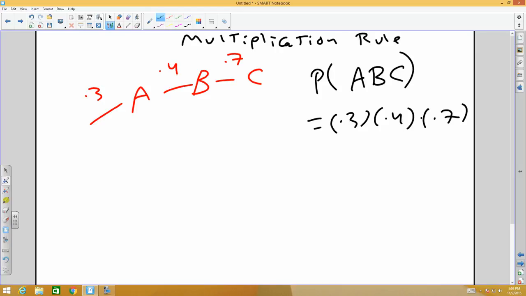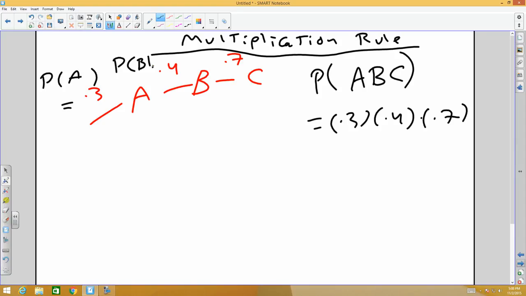This is the probability of A, multiplied by the probability of B given A, multiplied by the probability of C given B.